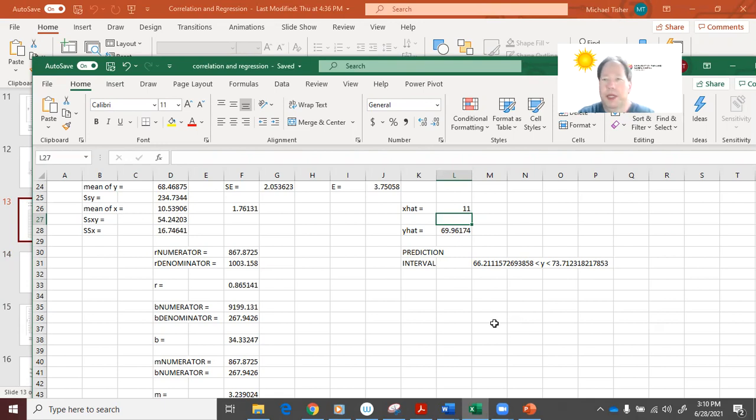So that's how to find a prediction interval. I used the formula in Excel to make a spreadsheet to find the prediction interval. But anyway, that's how to find a prediction interval and then interpret what it means.